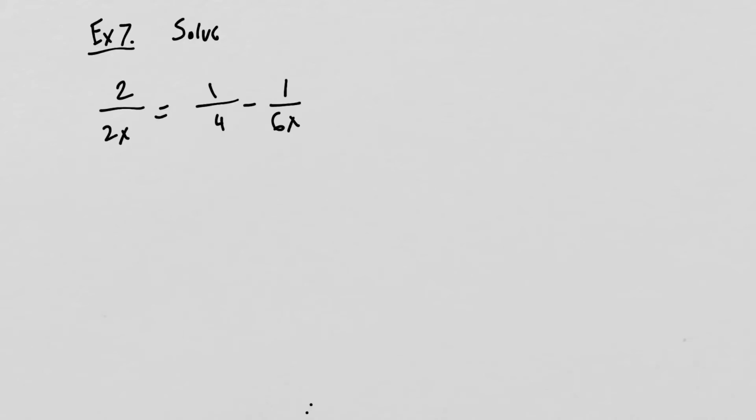In example 7, we want to solve the following rational equation. So let's do this by following the steps that we just established. So number 1, we want to factor all the denominators. In this case, there's nothing to factor, so we're going to move on to step number 2. And here we want to find and exclude all values that make the denominator 0. So the value that we'll be excluding this time is x is equal to 0.